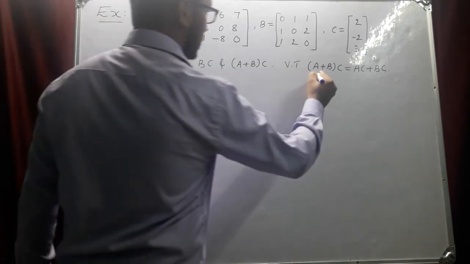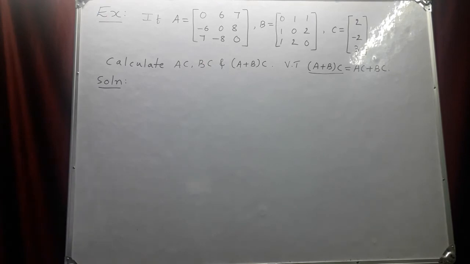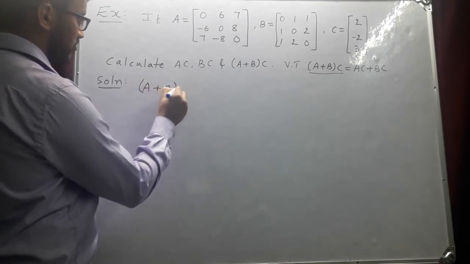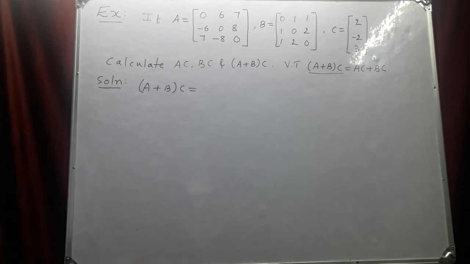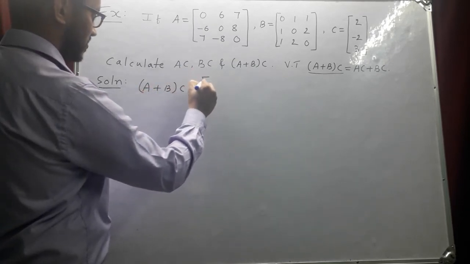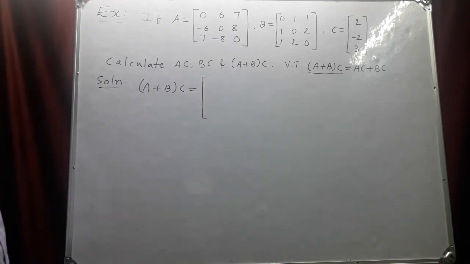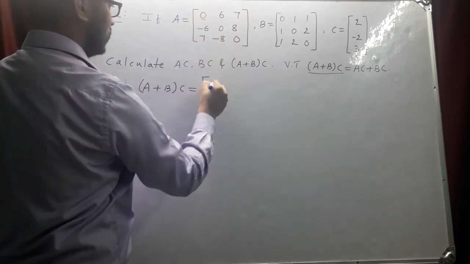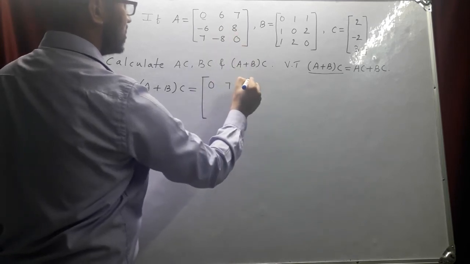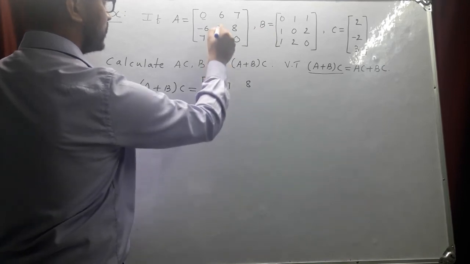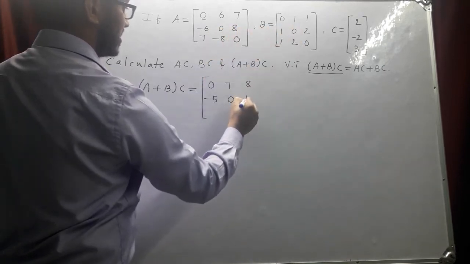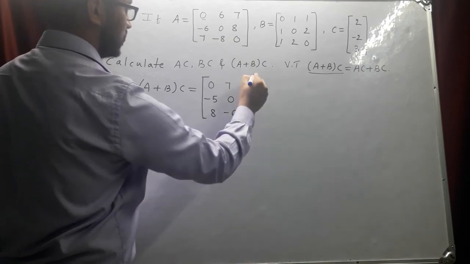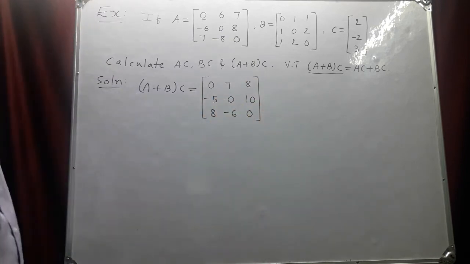Now let us find the left hand side of the equality, that is A plus B into C. First find out the value of the matrix A plus B. We have seen we have to add the corresponding elements, that is 0, 7, 8, minus 5, 0, 10, 8, minus 6, 0. So this is the value of A plus B.